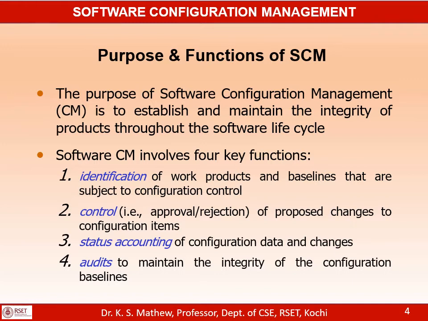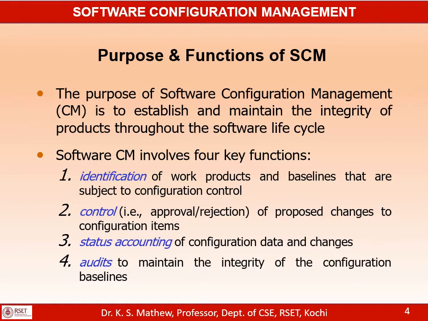This involves 4 key functions. First of all, we need to identify the work products and the baselines of those work products that are subject to configuration control. So we need to identify what are the different work products we are going to produce during the project in various phases and establish baselines for those products during the project. So identifying the work products that are likely to change during the project is the first activity as part of software configuration management.